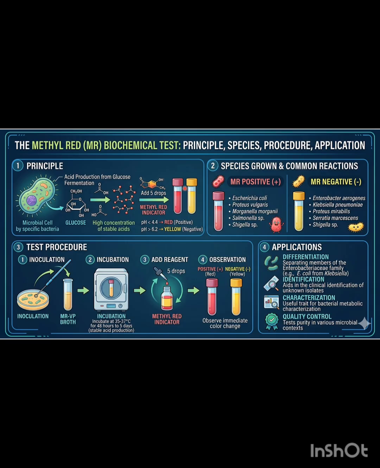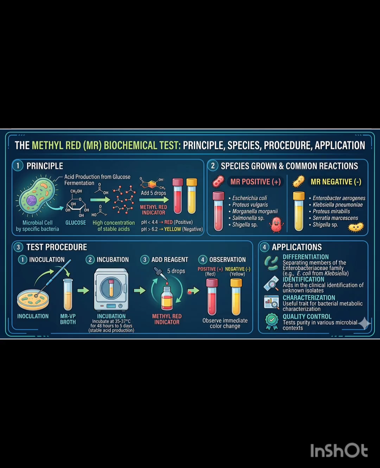So what is the procedure? We are going to take this MRVP broth. Here also we are using broth only. We are going to inoculate the species and incubate. The temperature is going to be 35 to 37 degrees for 48 hours. We can keep it up to 5 days for stable acid production.